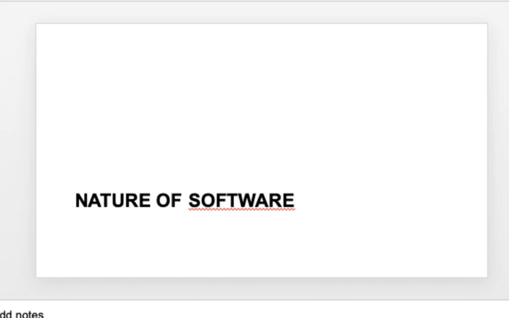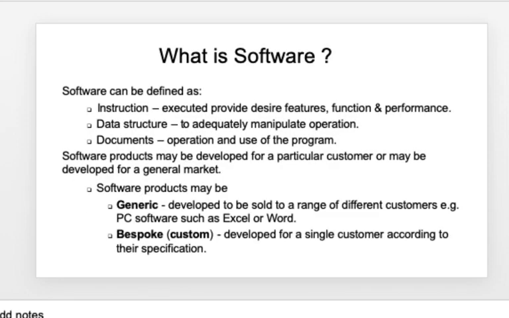Now coming to the nature of the software. So what is software? Software can be defined as follows. It is a set of instructions which you execute to provide the desired features, function, and performance. It can be called a data structure, which is used for manipulation of operations, or it could be called a document, in which the operation and use of a program is written.